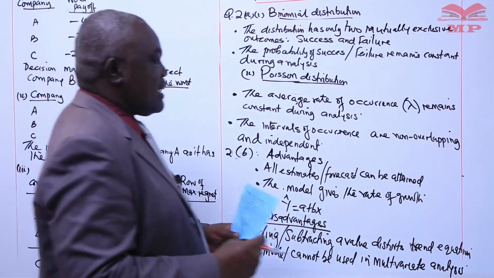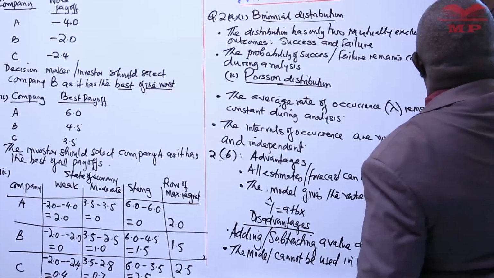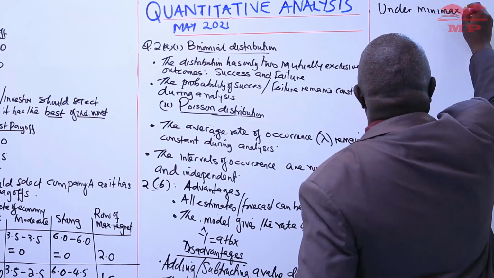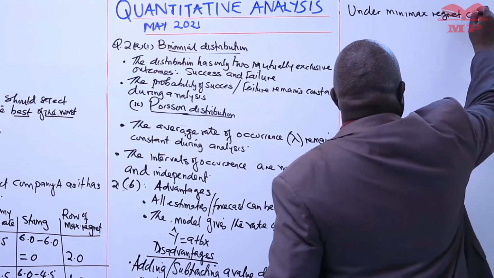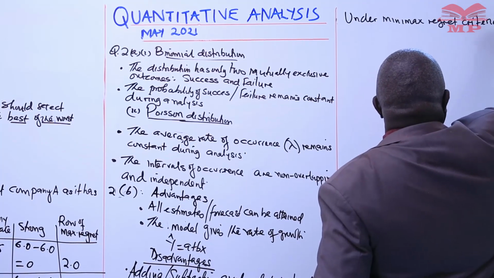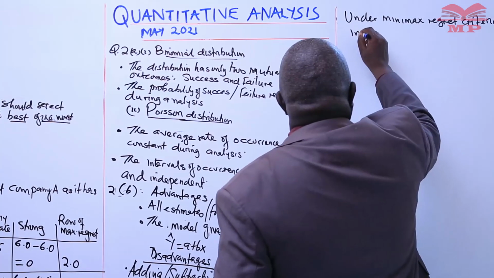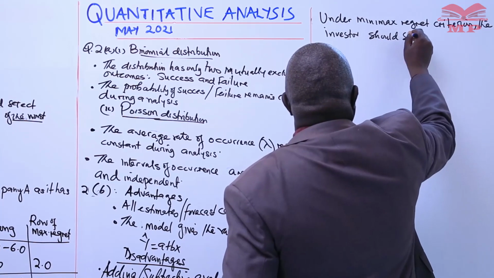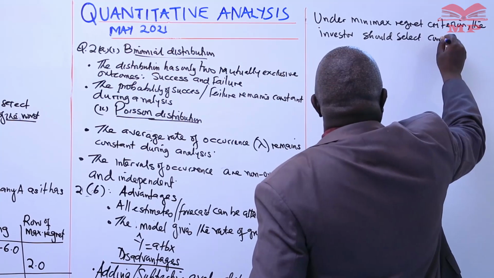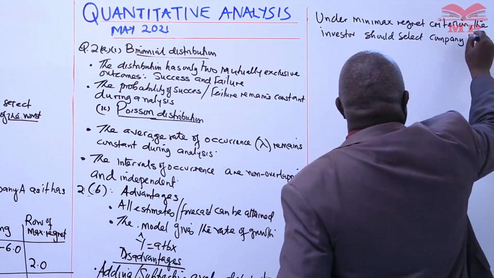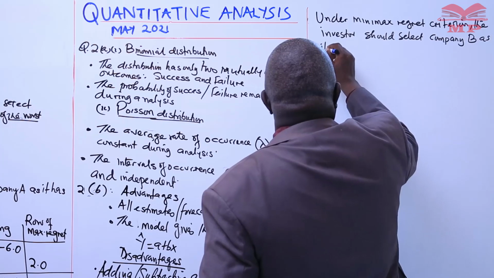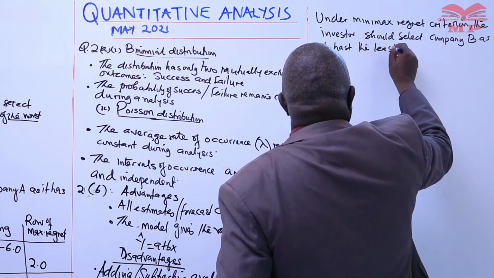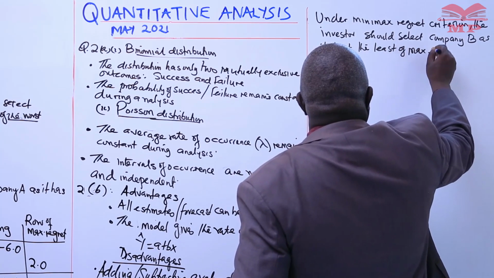So what we say here, under the minimax regret criterion, the investor should select company B as it has the least of maximum regrets.